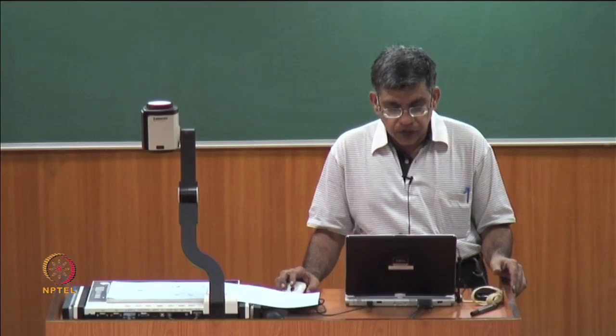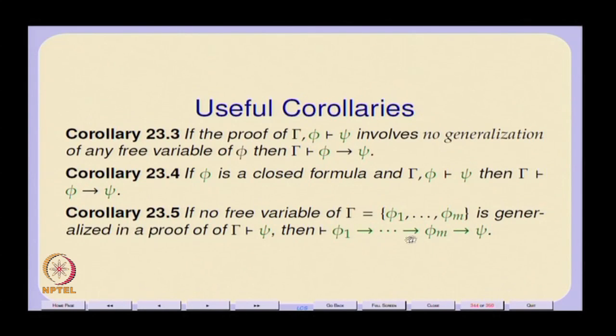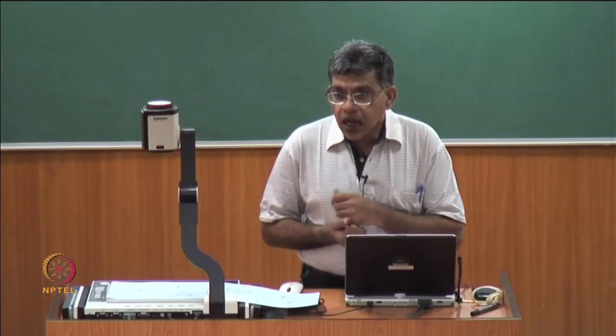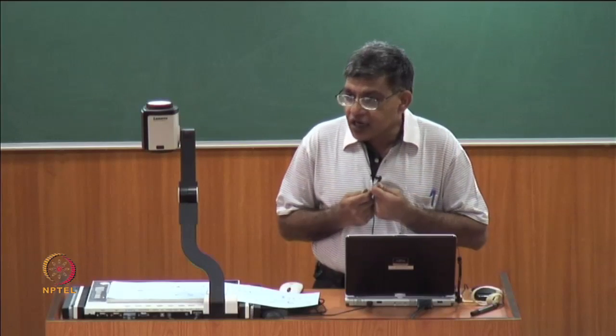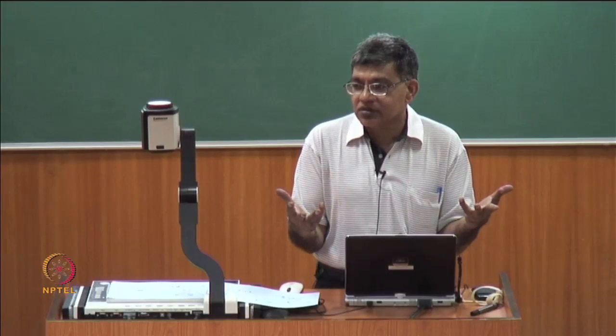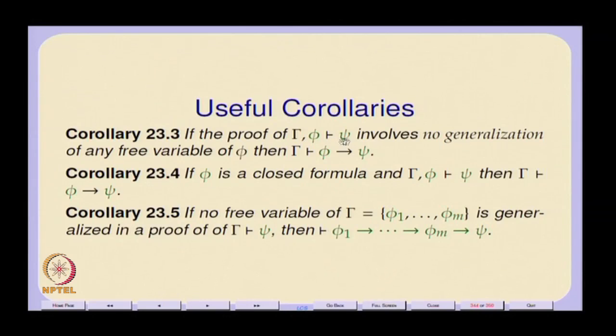So essentially, if phi 1 to phi m are all closed formulae, then I can either decide to prove this, or I can decide to take all of them as assumptions and prove psi from these assumptions, and both of them are equivalent. The other thing is, supposing your proof is a proof of some very specific object which is called x, let's say, and your proof is all about that, then anyway you would not generalize on it. So if you take any proof which does not involve any generalization, there again the deduction theorem is applicable. So that is the first corollary: if the proof of psi from gamma comma phi involves no generalization of any free variable, then from gamma you can claim that phi arrow psi is true.